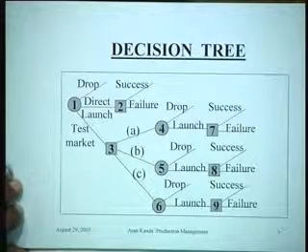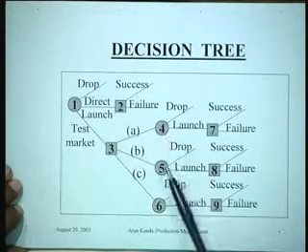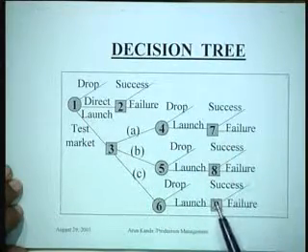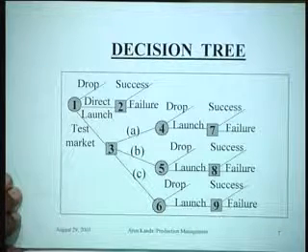Now, you can do this thing. We can number the nodes 1, 2, 3, 4, 5, 6, 7, 8, 9. This numbering is essential in the sense that we will have to evaluate each of these nodes. So as we go along, we'll see how the individual nodes can be evaluated.